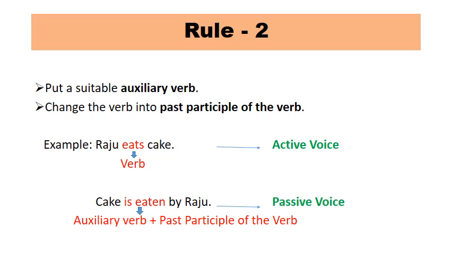See the example. Raju eats cake. It is in active voice. Cake is eaten by Raju is in passive voice. Is eaten, see the auxiliary verb plus past participle form of the verb.